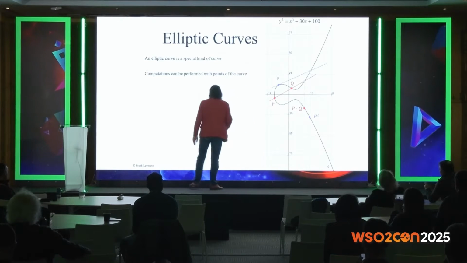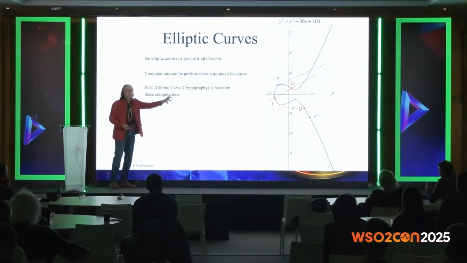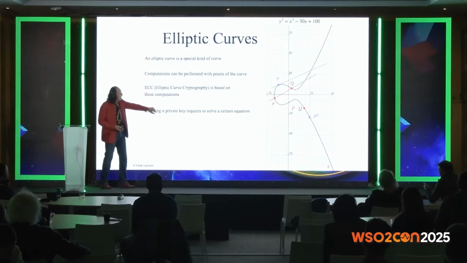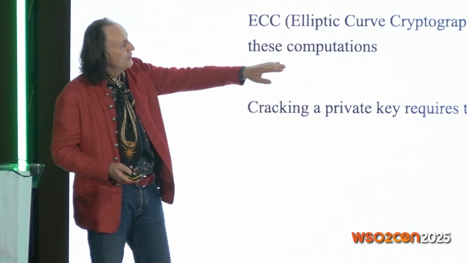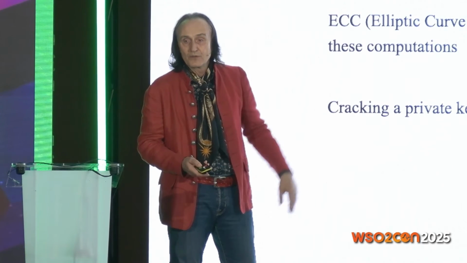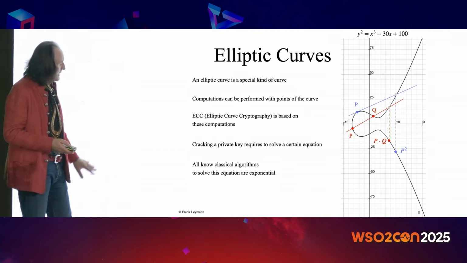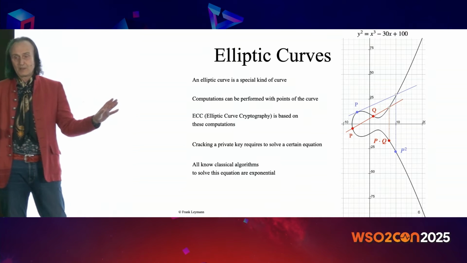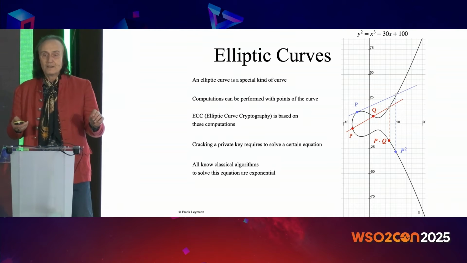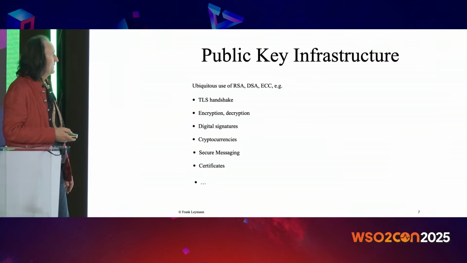And elliptic curve cryptography, ECC, is based on these kinds of computations. So if you want to crack a private key, it requires solving certain computations based on the kind of multiplication that I introduced before. And all known classical algorithms are again exponential. That means we are safe by using elliptic curve cryptography. Full stop. We are considered to be secure.